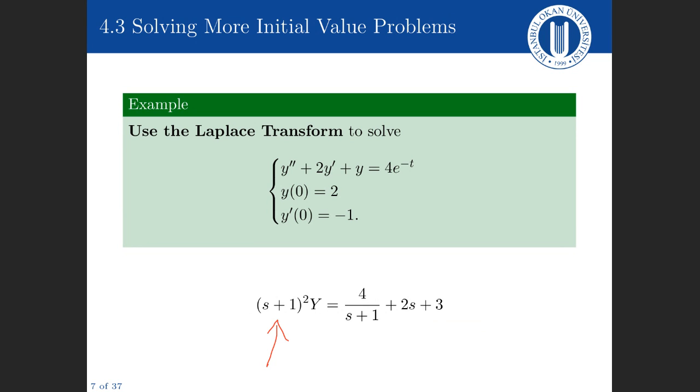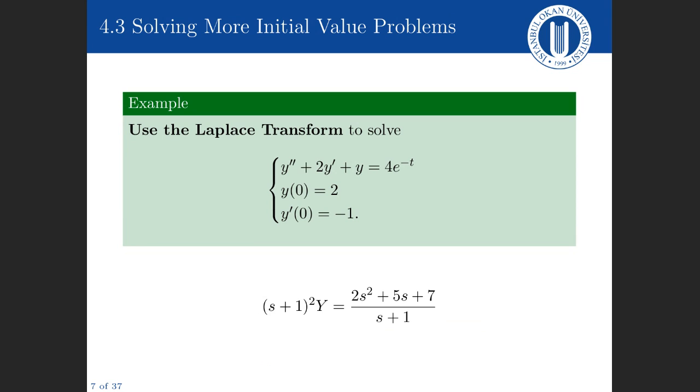Factorizing this, we get s plus 1 all squared, and then the right side I'm going to put over the same denominator. It becomes 2s squared plus 5s plus 7 divided by s plus 1, which you can check later. And then finally, I want to divide both sides by s plus 1 squared. You will get s plus 1 cubed over here and nothing on the left.